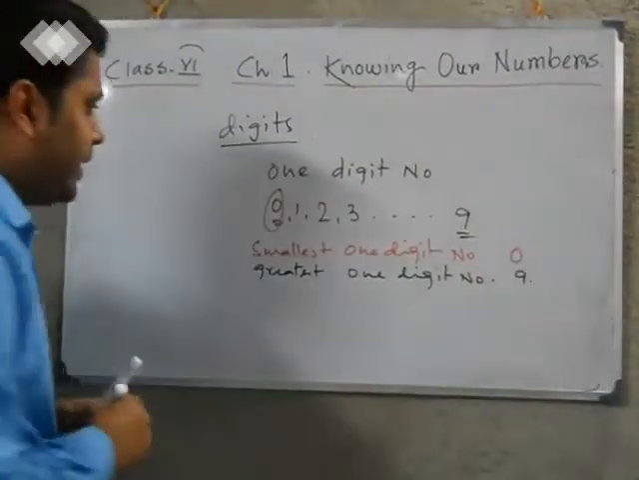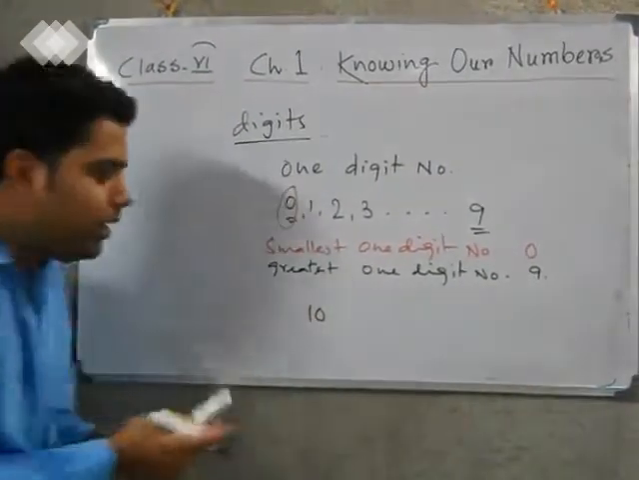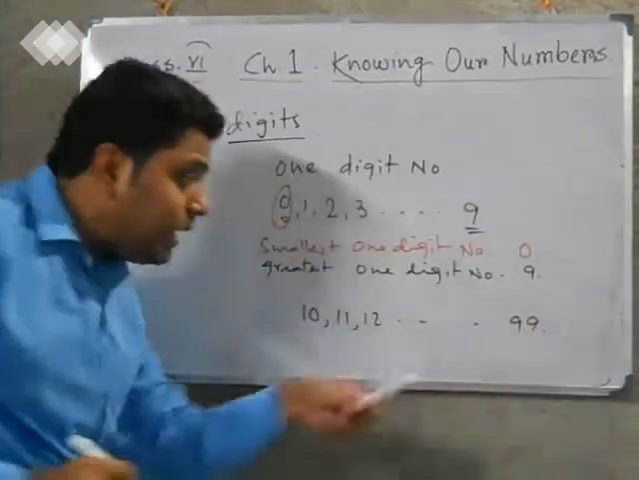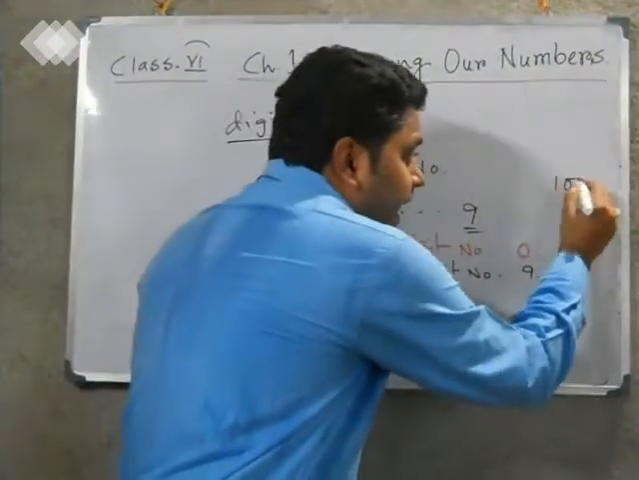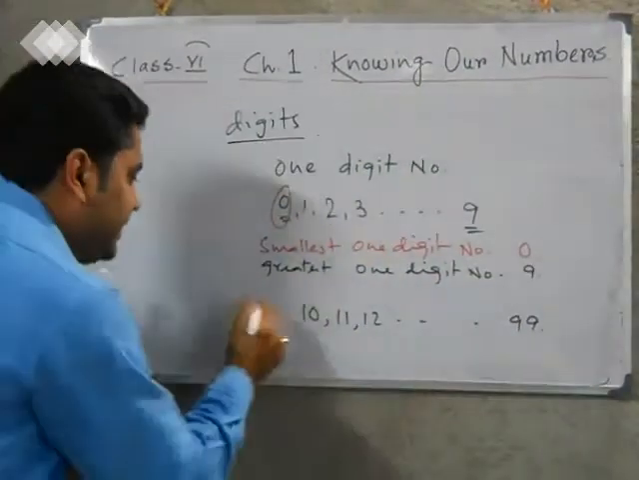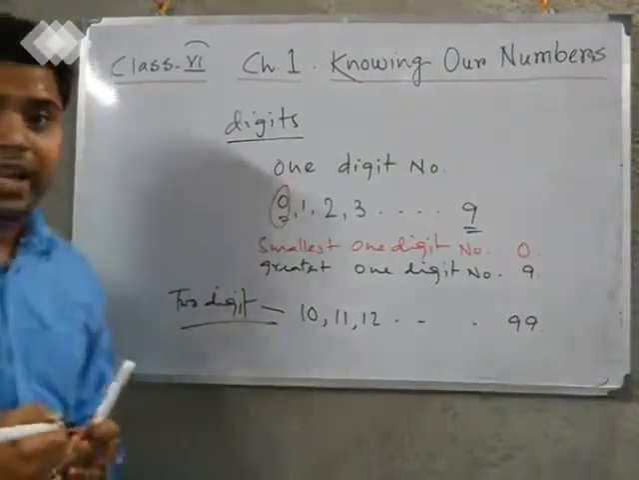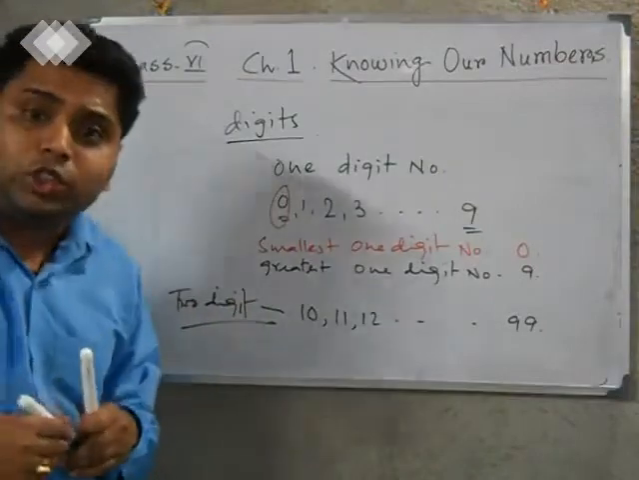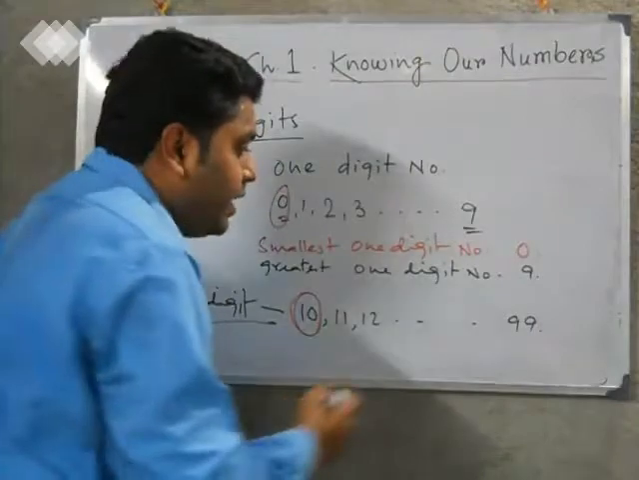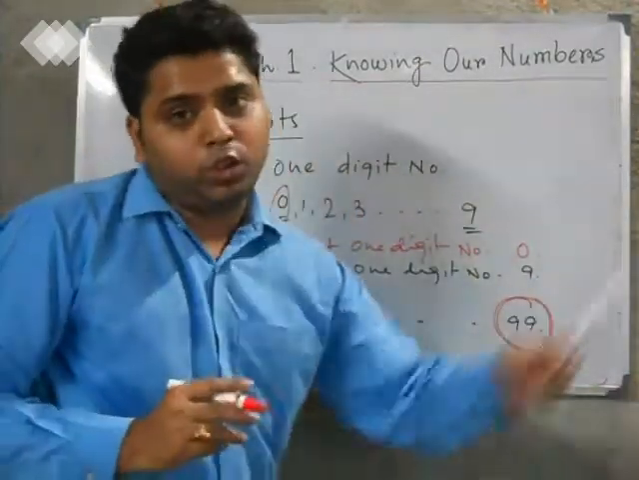Similarly, two digit numbers. Two digit numbers start from 10, this is the smallest one, and 11, 12, and it will go on to 99, because after that it is 100, and 100 has 3 digits. So 10 to 99, these are two digit numbers. What is the smallest two digit number? 10. And what is the greatest two digit number? 99.